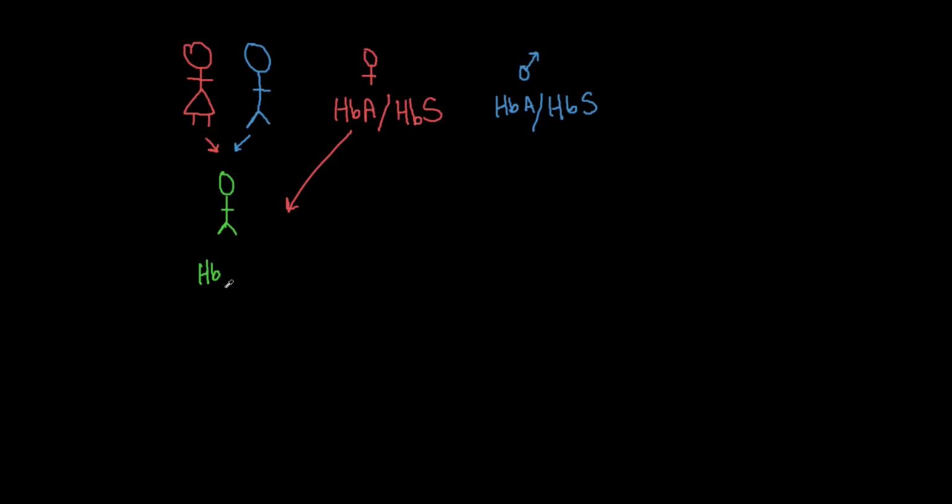Actually, I'll draw it in red so we know that it came from mom. So HbA from mom. And now we do a flip of the coin, heads or tails. It is going to be tails. So this child is inheriting the sickle cell allele from the father. So this is an individual who is a carrier.